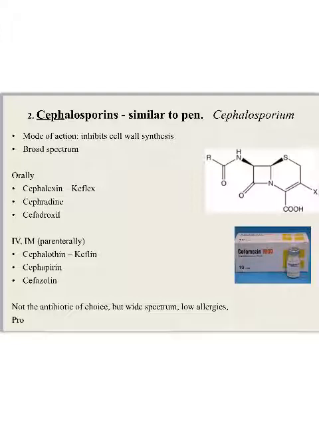So here's a list, and some of these you've heard of, like Keflex, you've probably heard of, Keflin maybe. Some of them are given orally, some of them have to be given IV or IM because they don't get delivered well through the digestive system. These aren't necessarily antibiotics of choice, but they are wide spectrum. Sometimes people are allergic to them if they're allergic to penicillin.